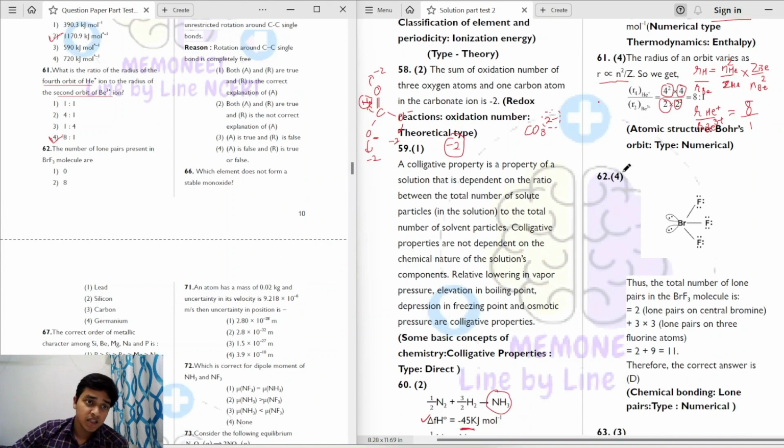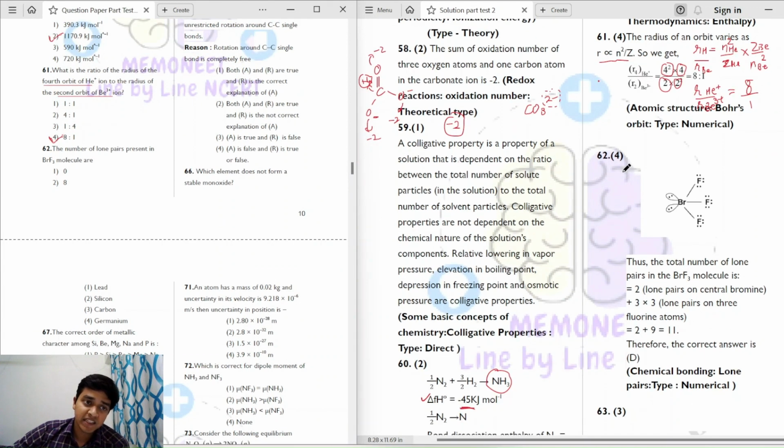The question says the number of lone pairs present in the BrF3 molecule are. Okay. So in the BrF3 molecule, we know that bromine and fluorine both have 7 valence electrons. So bromine is the central atom, it is forming 3 bonds. So after 3 bonds are used up, it will still have 4 valence electrons left. So from 4 valence electrons, we get 2 lone pairs. So bromine is carrying 2 lone pairs.